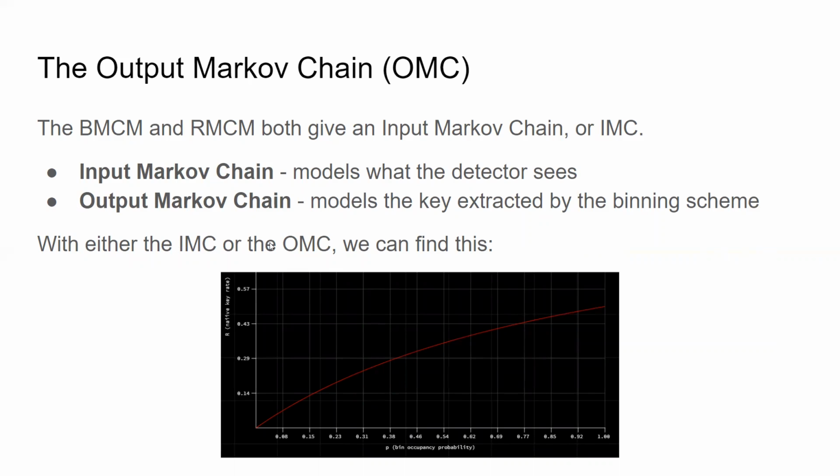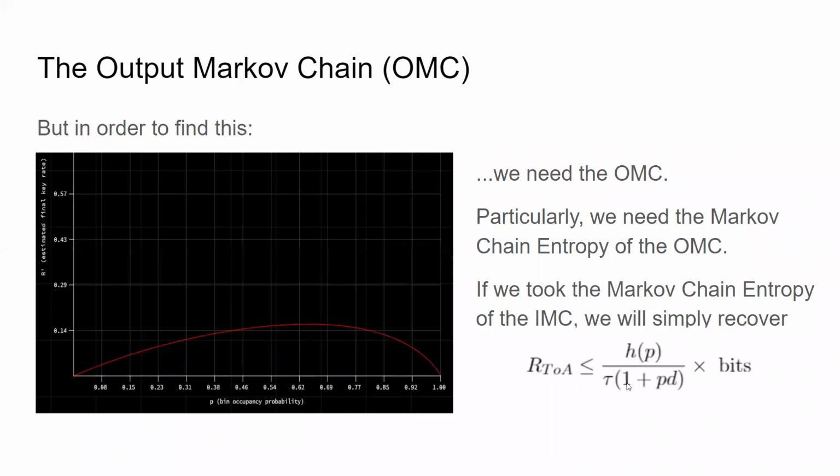With the IMC already, you could get this. But as I said before, this is actually not the full picture. This will give you the rate of literal bits, but it doesn't tell you anything about the entropy of the bits that you're getting. If you try to find the entropy rate by calculating the Markov chain entropy of the IMC, you would end up getting this rate over here: h of p over 1 plus p times d. That's why you'd get this h of p over tau times 1 plus pd as the upper bound for r sub TOA again.